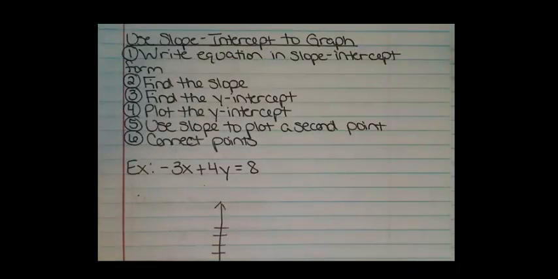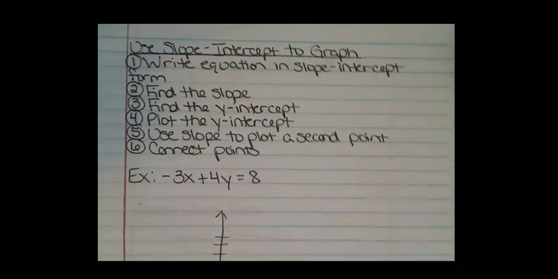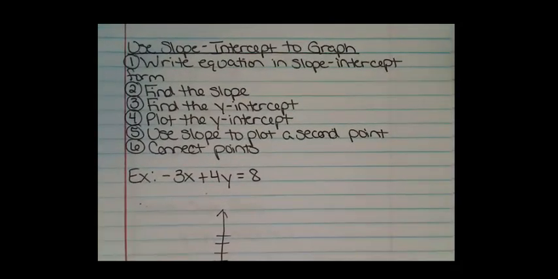Now we're going to use the slope-intercept form to graph our equations. So here are the steps that you're going to use to do this. 1, write the equation in slope-intercept form. 2, find the slope. 3, find the y-intercept. 4, plot the y-intercept. 5, use the slope to then plot a second point. And 6, connect the points.